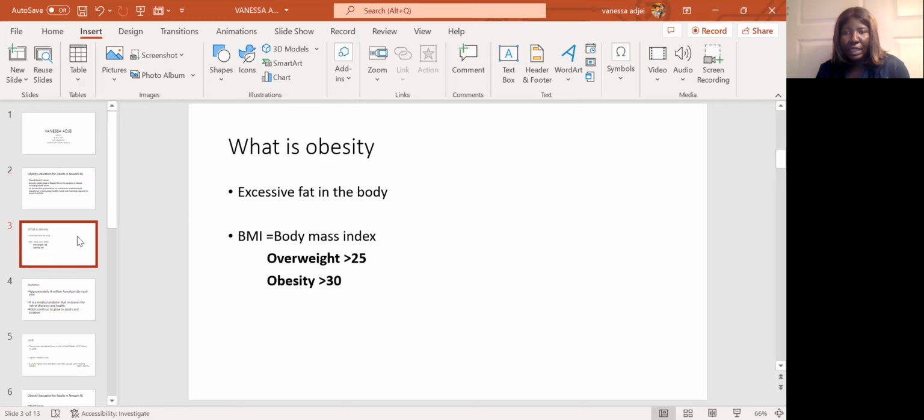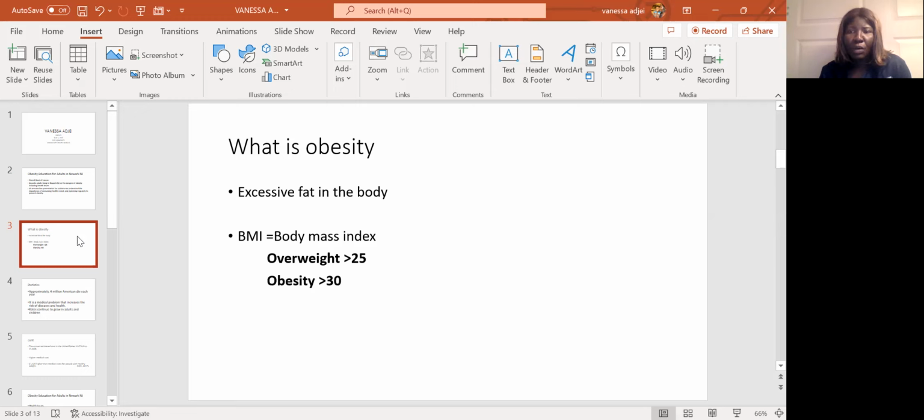What is obesity? Obesity is basically an excessive amount of fat in the body. It is a condition that can present a lot of health issues. And so it is very necessary and important that we educate our community on the prevention of obesity.